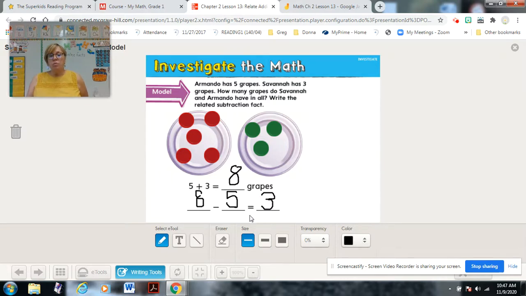Now, I also know that there could be another subtraction number sentence. So I'm going to show it up here because you may have done it yourself. There's an 8. I'm going to subtract. This time, instead of subtracting 5, I'm going to subtract 3. And then what's left? 5. Okay? My subtraction number sentences will always begin with the number 8 for this family. Okay? Good job. Let's move on.